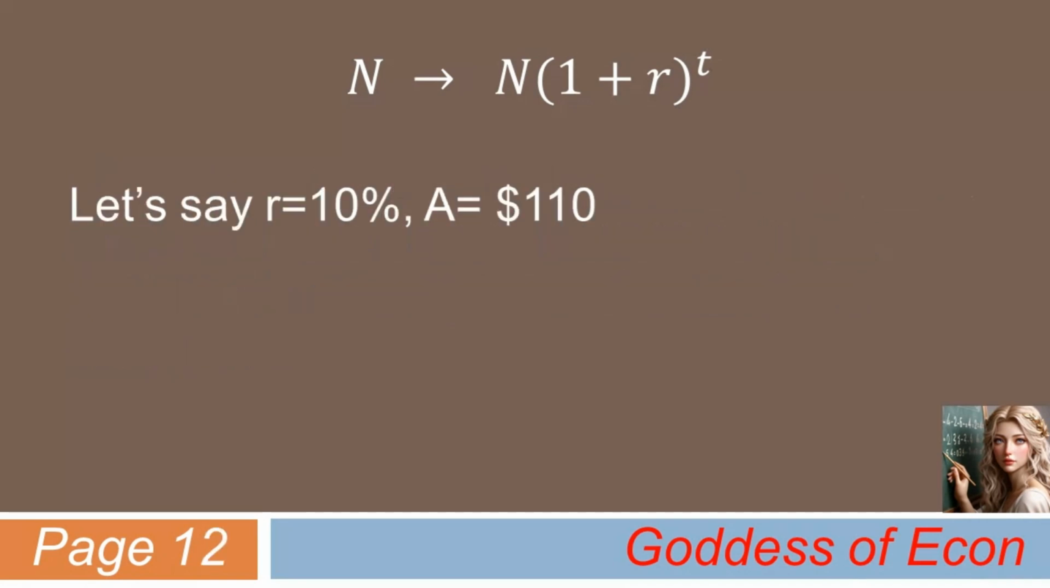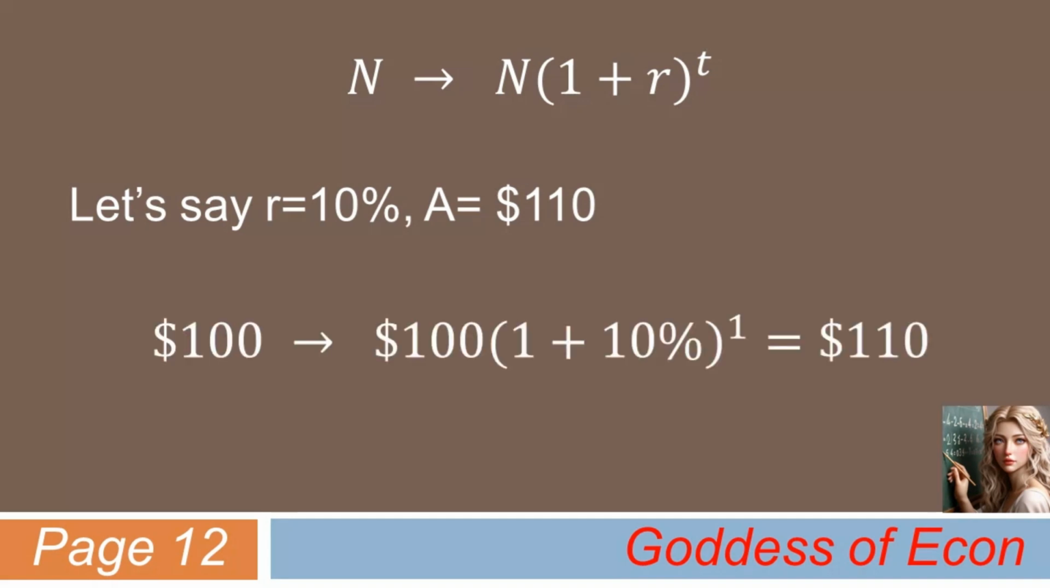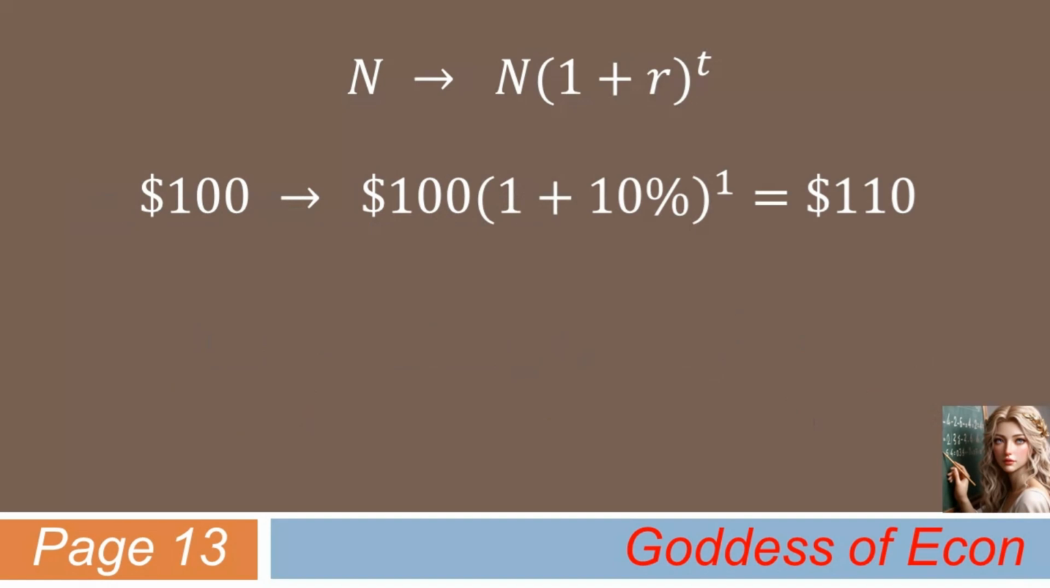Let's consider a case where R equals 10%, and the amount equals $110. Then we know that, from the equation above, if we deposit $100 today, it will grow to exactly $110 in 1 year's time. Here, $100 can be interpreted as the present value of $110, which is the future value. Just for your information, the present value is often abbreviated as PV, while the future value is often abbreviated as FV. So far, so clear? Yes? Not really? Hope it's clear.